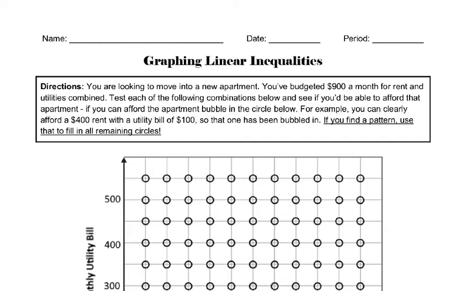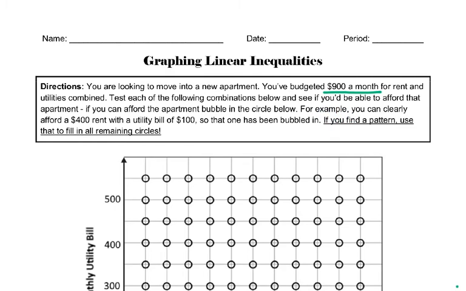So the directions say you're looking to move into a new apartment. You've budgeted $900 a month for rent and utilities combined. Test each of the following combinations below and see if you'd be able to afford that apartment. If you can't afford the apartment, that's important. If you can afford the apartment, bubble in the circle below.